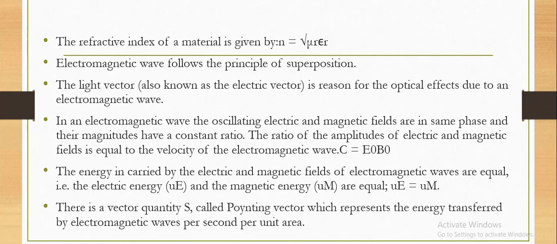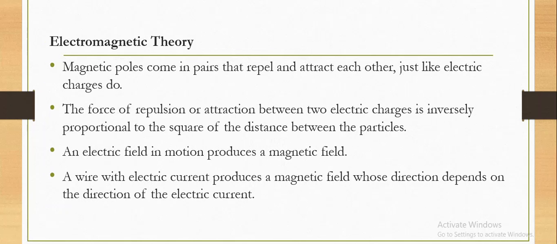There is a vector quantity S called Poynting vector which represents the energy transferred by electromagnetic waves per second per unit area. So these are the characteristics of electromagnetic waves. What is electromagnetic theory? Electromagnetism is the phenomenon which deals with the interaction between an electric field and a magnetic field. Stationary charges in a system lead to an electric field and moving charges in a system lead to a magnetic field. The direction of electric field and magnetic field is always perpendicular to each other and the wave travels at the speed of light.